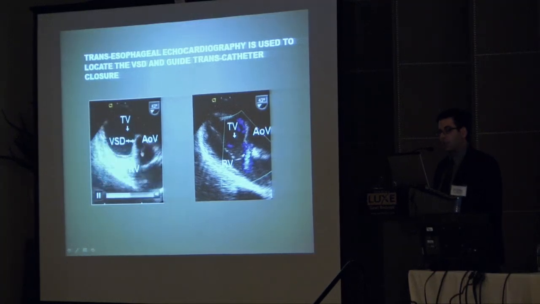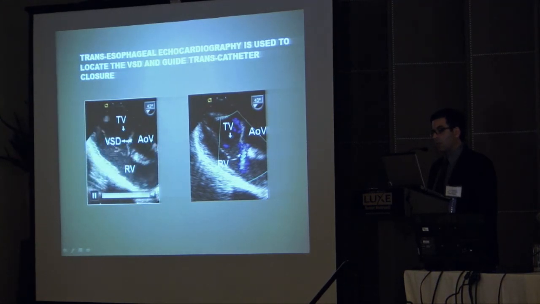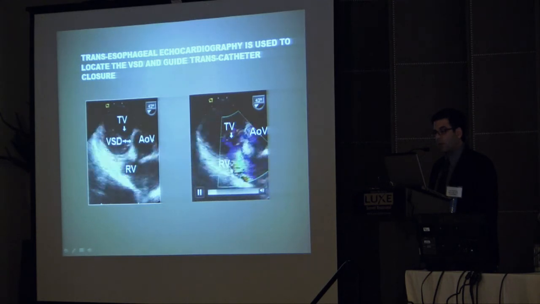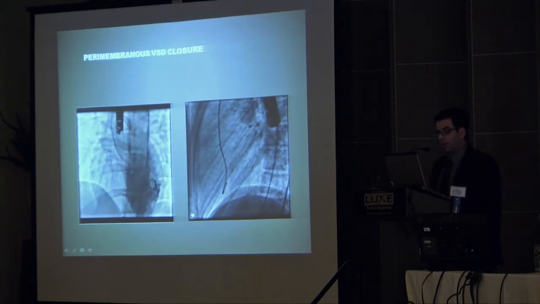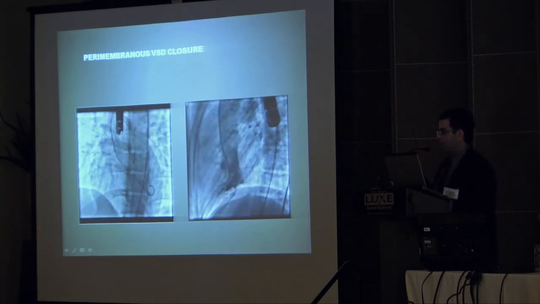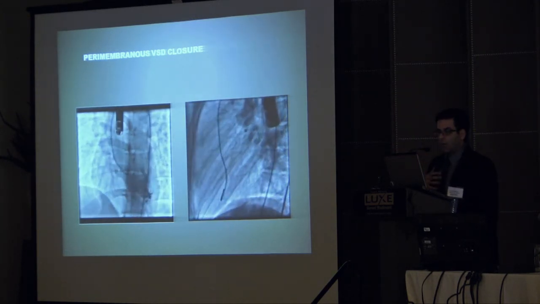Here's an example of how TEE can be used for VSD closure, identifying a perimembranous VSD here, partially closed by the septal leaflet of the tricuspid valve. We can see that there's flow here. And then when we take this patient to the cath lab, we use cine angiography in biplane mode. It's very important to do congenital catheterizations in a biplane lab, and that's how we were taught.